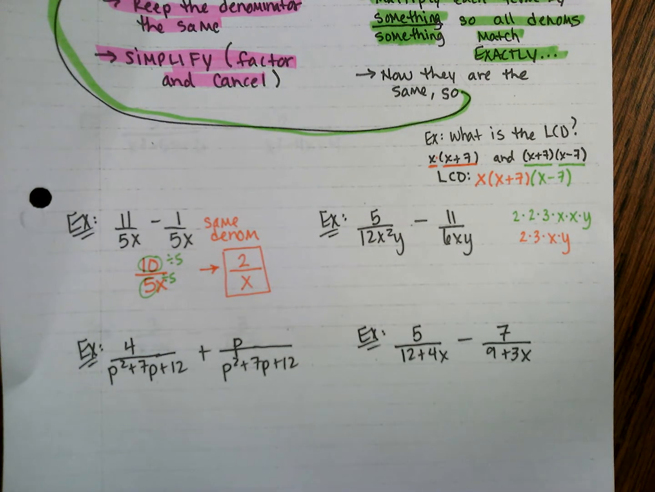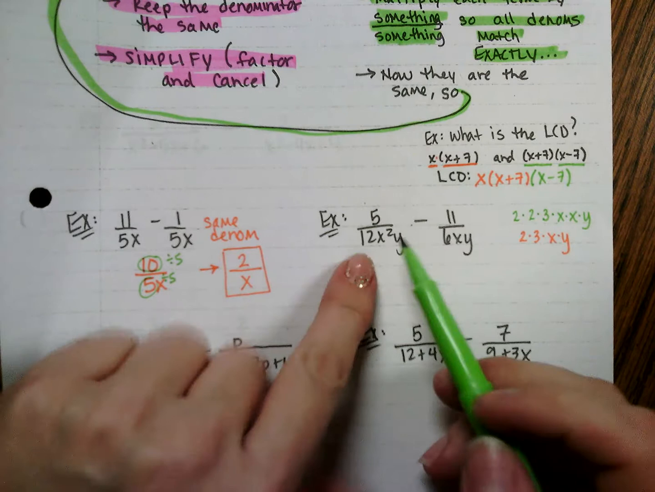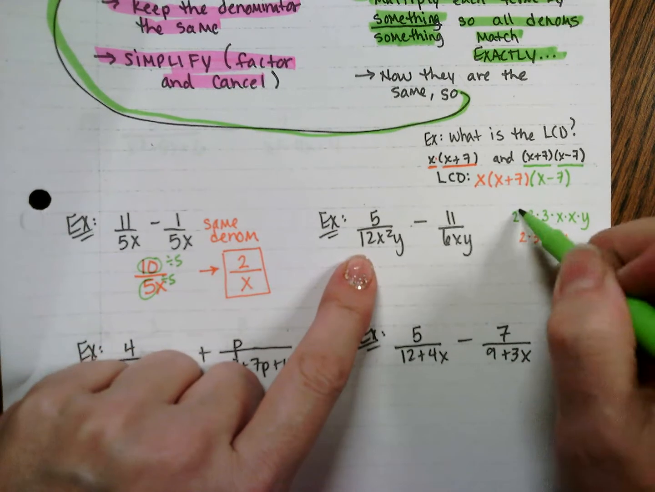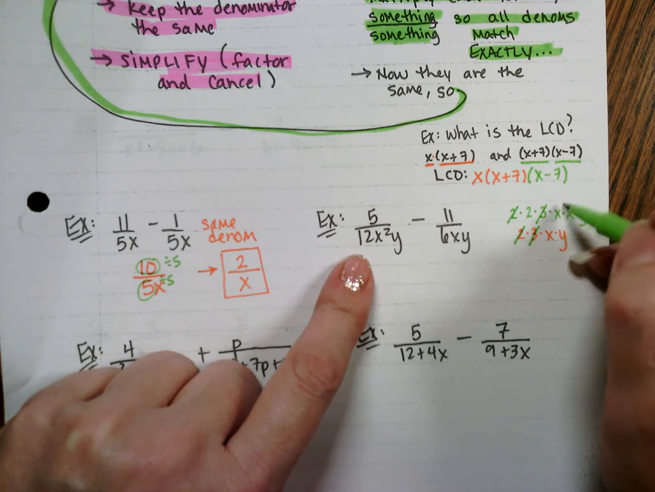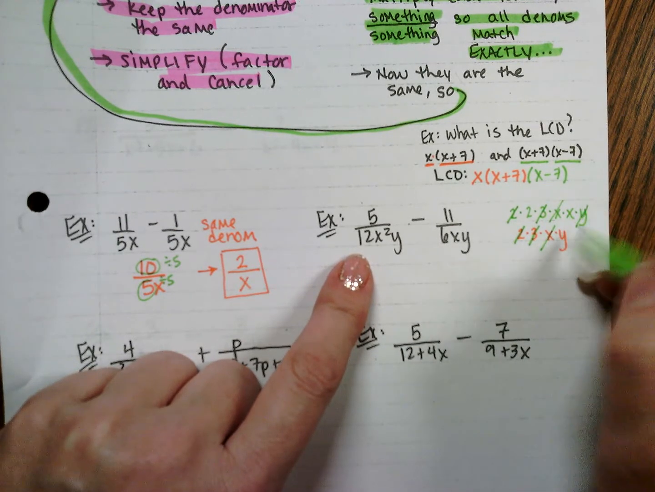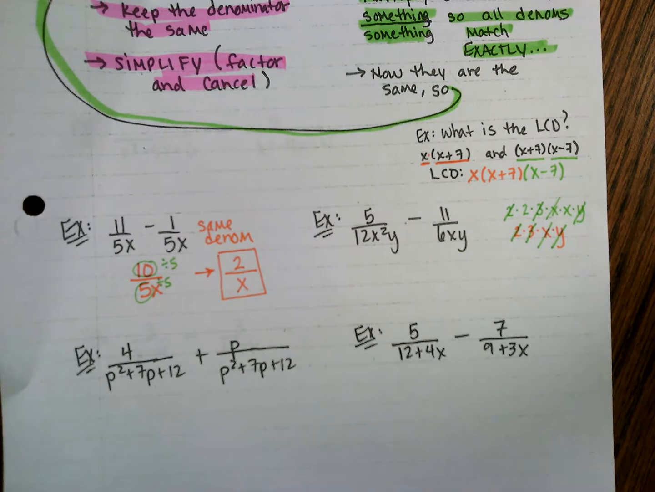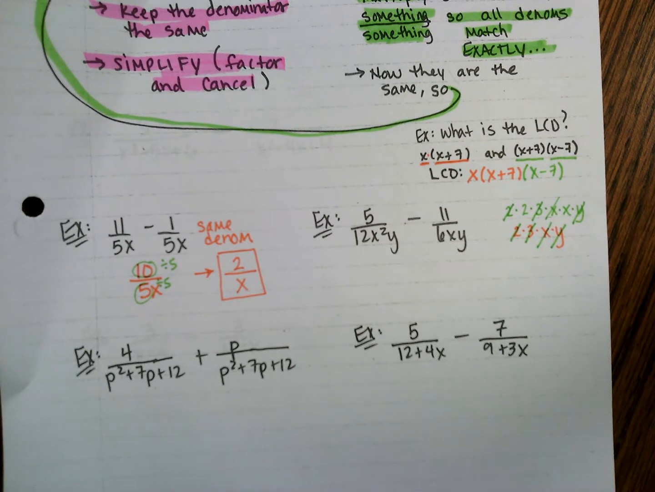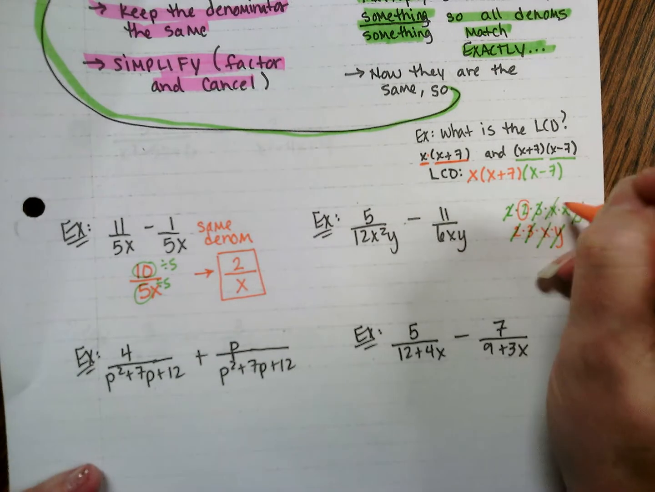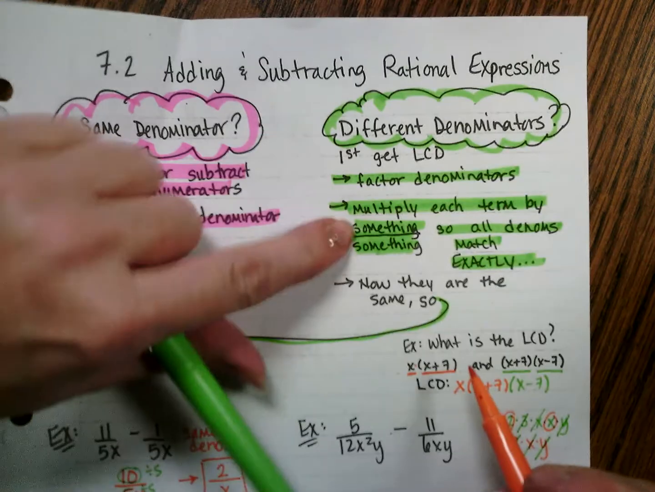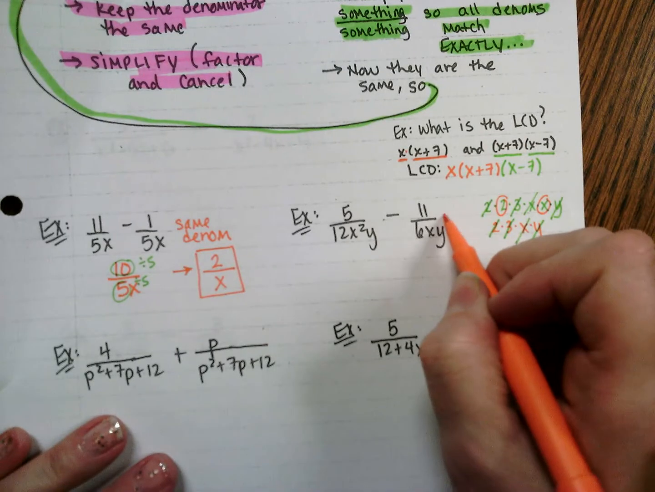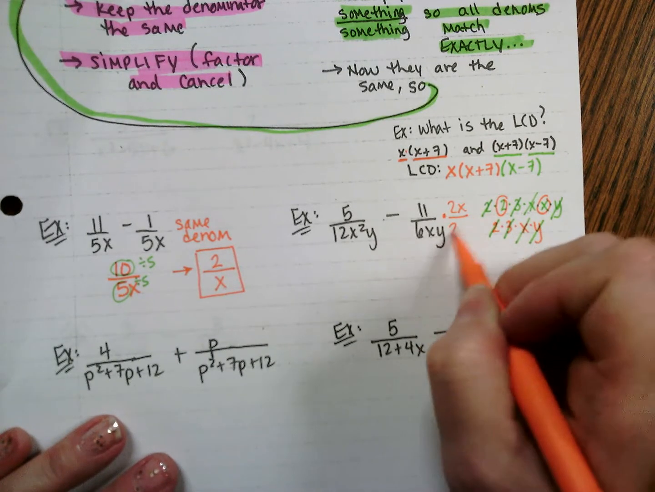To figure out what these denominators need in order to get them to be the same, they both have 2's, so we're good there. They both have a 3, so we're good there. They both have an x, and they both have a y. Now, whatever the orange one is missing, we need to give it. So it needs to get a 2 and an x. So I'm going to multiply by the same thing over itself, so I'm going to go times 2x over 2x.